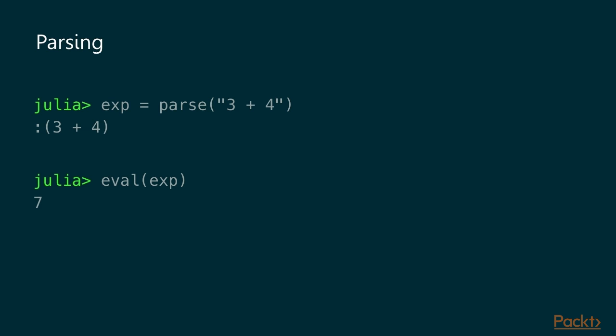And we don't have to parse a string. We can just write this directly ourselves by putting a colon in. Doing it like this is what's called quoting. That allows us to defer the evaluation of this snippet of code to later, so we can try to do something with it in the meantime.